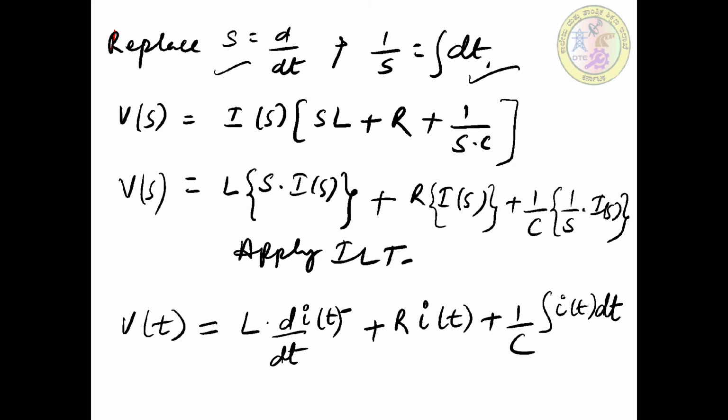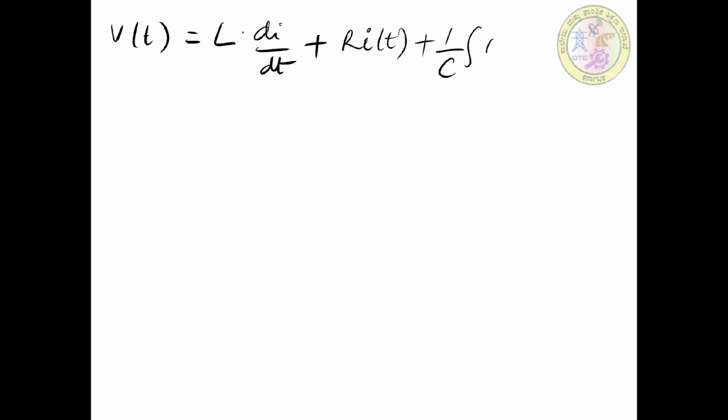So this is the final equation that we have obtained, using which we can write the FV analogous circuit. The final equation, V of t is equal to L into di by dt plus R into I of t plus 1 by C into integral of I of t into dt. Using this equation, now we will write the FV analogous circuit.